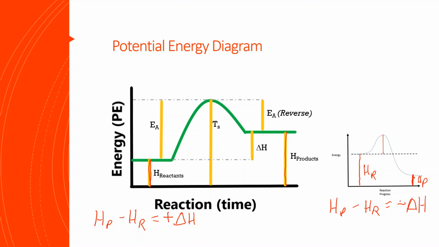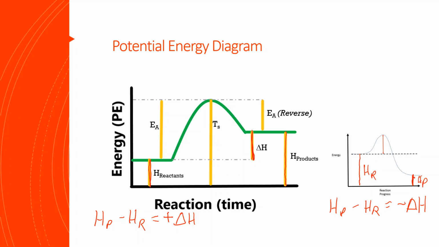Now, what are these other things? I've labeled delta H right here because if you look at the difference between H of the products and H of the reactants, it's going to have this value here.